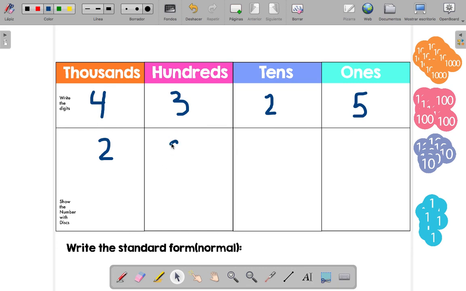Let me erase this to go back. So, as I show you right now, that place is super important. So now let's do this with discs. In the ones, we bring discs of 1, 1, 1. So 1, 2, 3, 4, 5. Now let's go to the tens place.